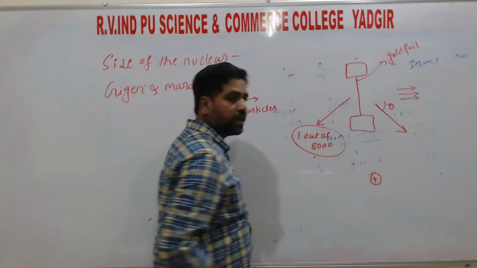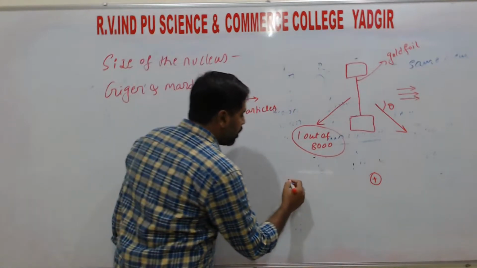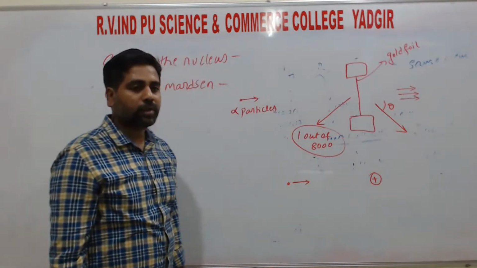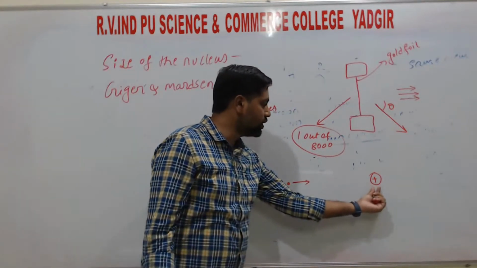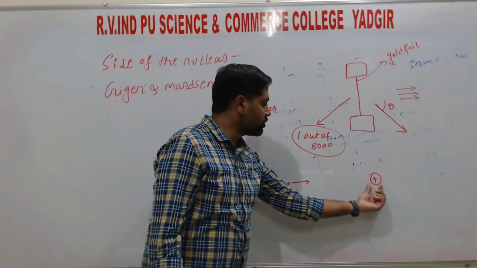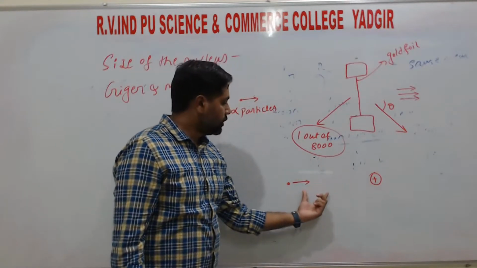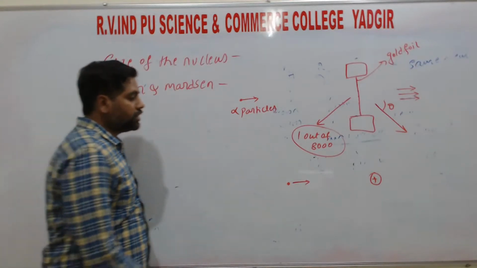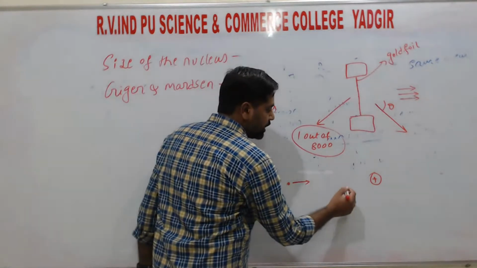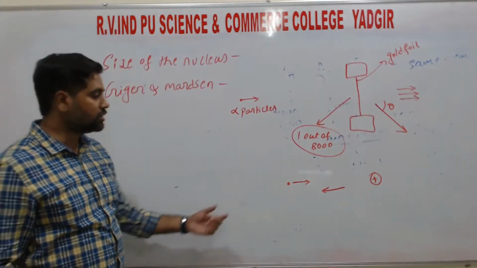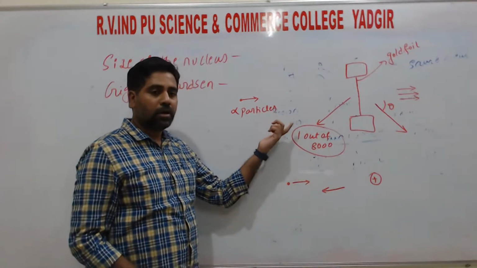So this becomes the nucleus. As the alpha particle strikes the nucleus, that means as it approaches the nucleus, as this alpha particle is positively charged and the nucleus is also positively charged, then by Coulomb's electrostatic force these two repel each other, hence it will take backward scattering, right? So this is the explanation which was given by Rutherford.